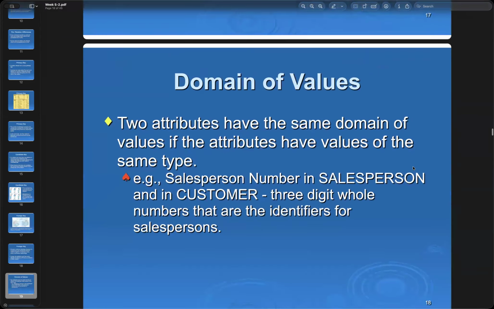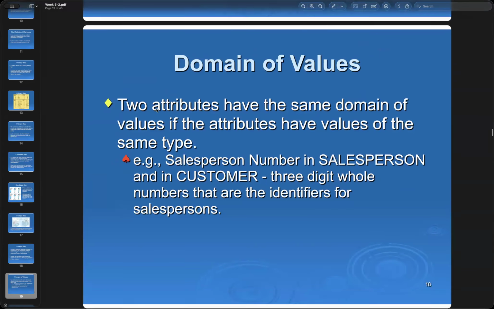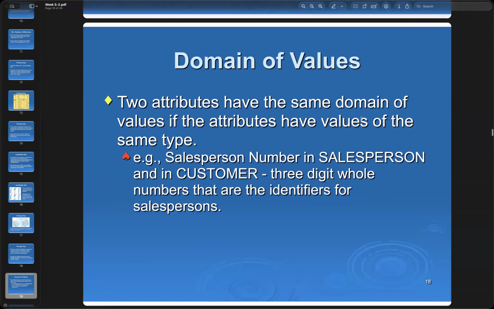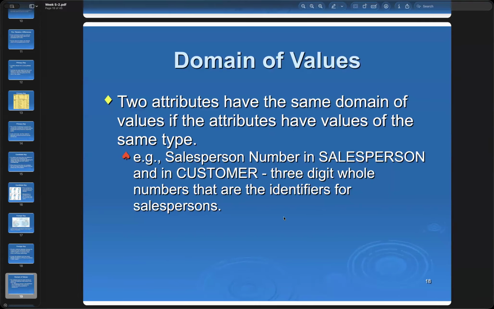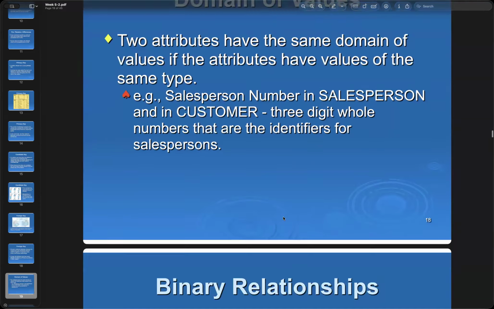Two attributes have the same domain of values if the attributes have values of the same type. Let's say here we have the salesperson number in the salesperson table and in the customer table. Those are three-digit whole numbers that are the identifier for the salesperson, so they should be the same. If you look at all those tables and compare their ID, they should match.